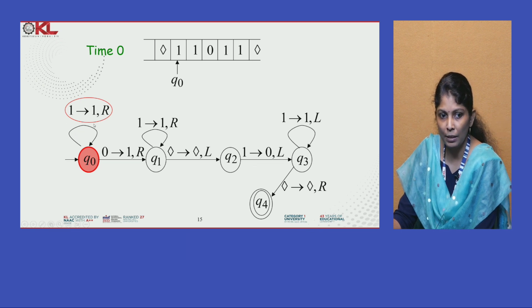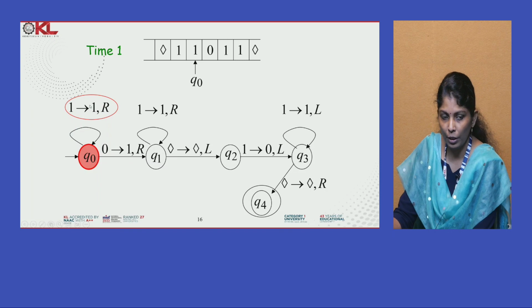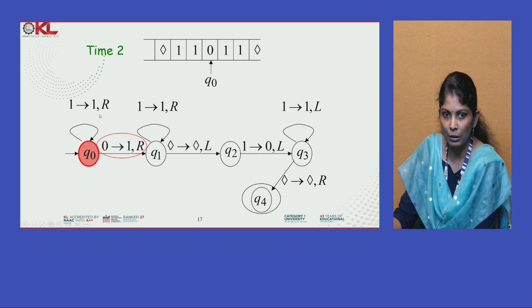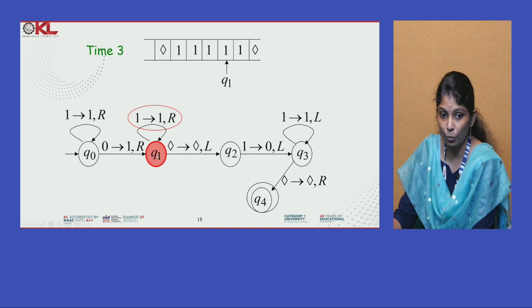When we see the 1, this self loop will be taken; it will just skip that 1 and move to the right side. Still we are in q0. Then we take the other 1. Again we are not going to alter that 1, just move the head to the right side. So we will reach this 0. When the 0 comes, we change that 0 into 1, then move to the right side.